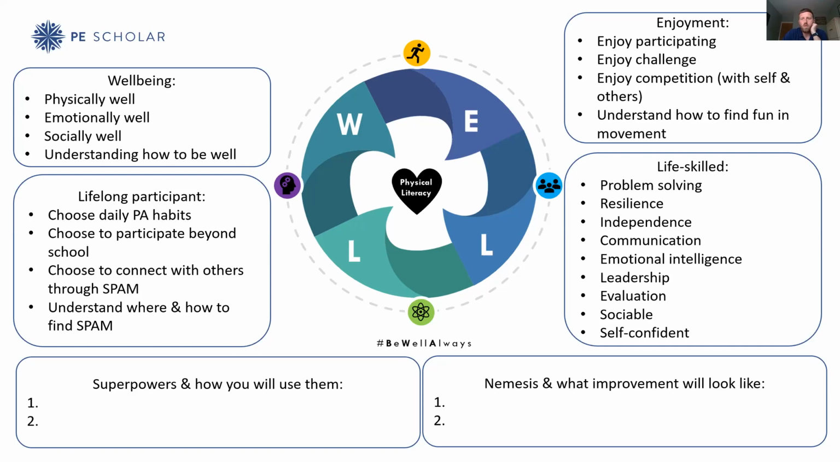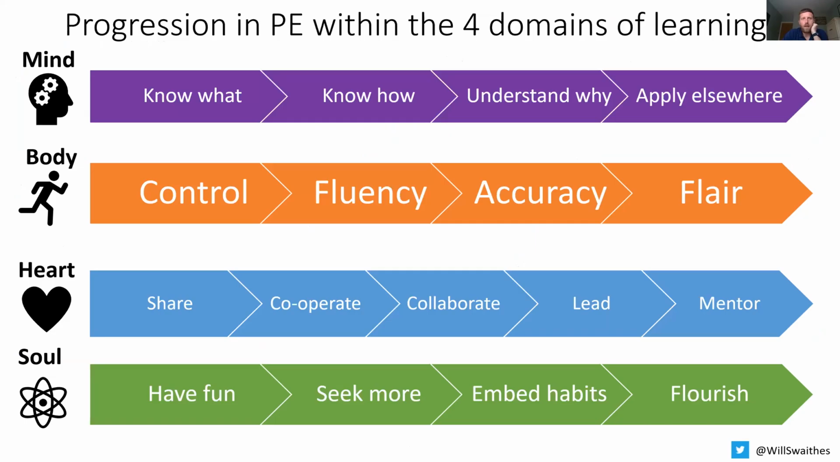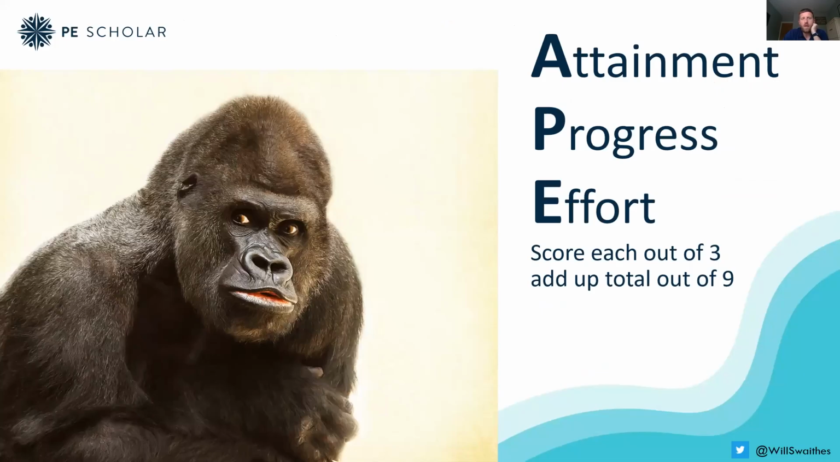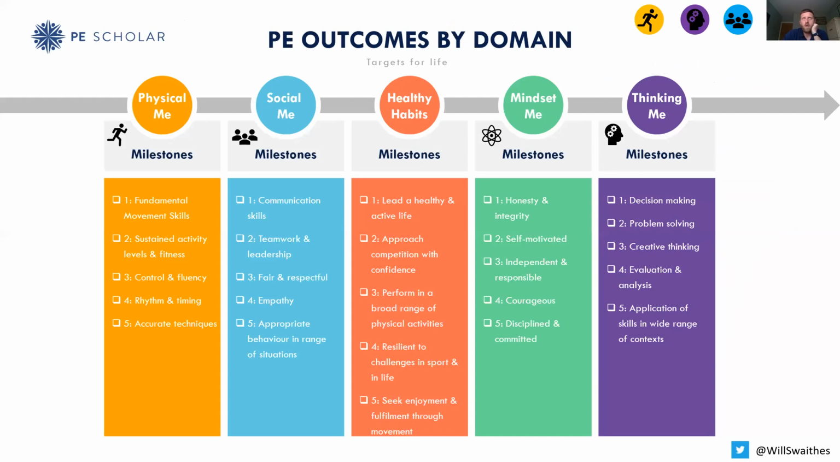in a manageable way. If I had time, I'd talk a bit more about a different model and how it progresses through, or this model I've done with a school in Loughborough, looking at very basic criteria at working below, at and beyond. I might talk to you about my APE and the idea of how we can assess against attainment, progress and effort. Or my last model is this one that starts to look at 5 healthy habits.